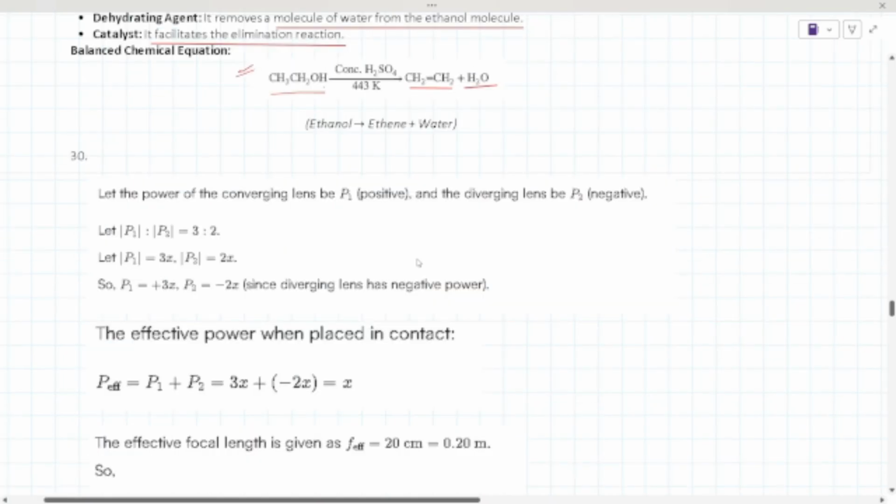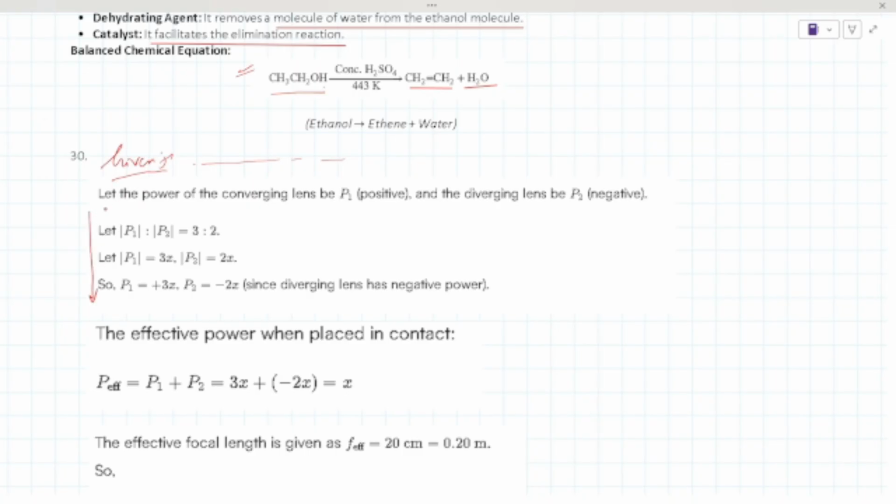Solve it. Okay, we'll do it one by one. First, we write the given points. Here you have to write the given points. After that, as you can see, these are the given. State the power of convergence and the diverging length in negative, right? Because it is diverging.